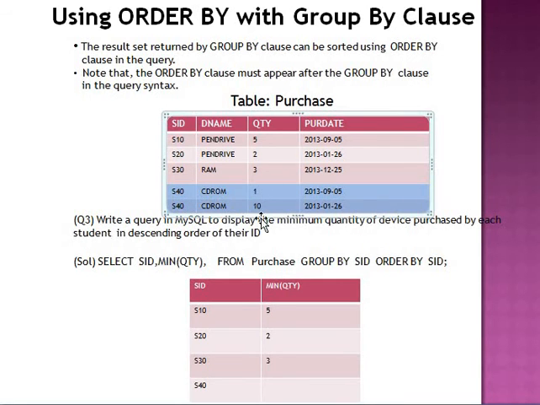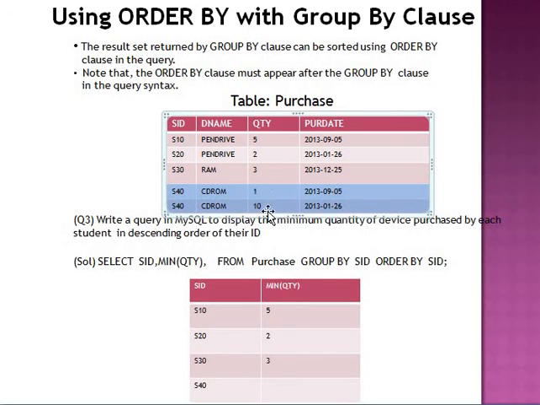Next, what is the minimum quantity of device purchased by the student having the SID entry as S40? Firstly, he has purchased one quantity of the device CD-ROM on this date, and then he has purchased 10 quantities of the device CD-ROM on this date. Okay, now which is the minimum out of 1 and 10?